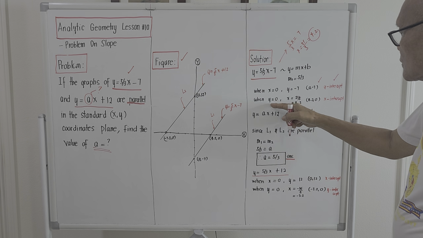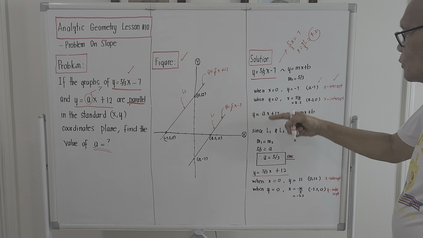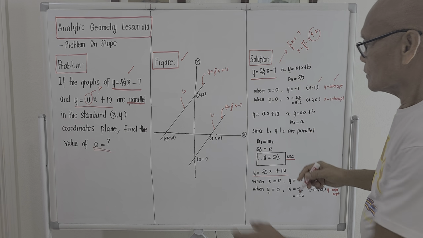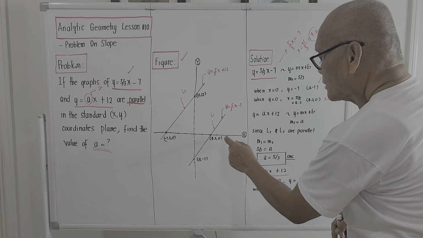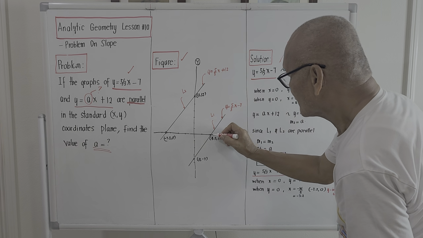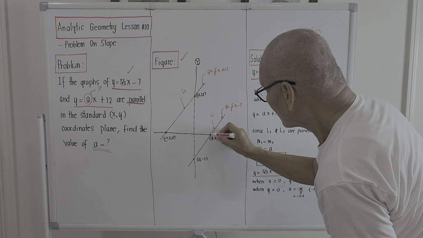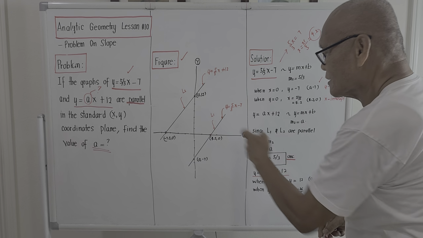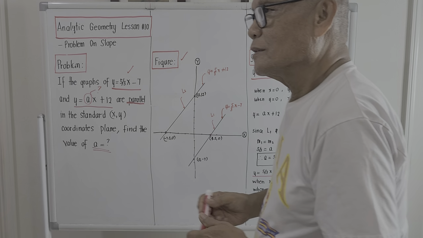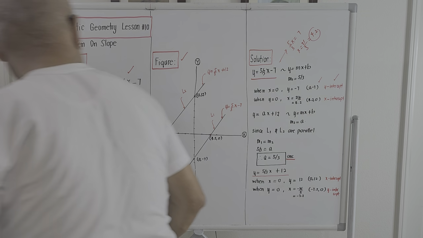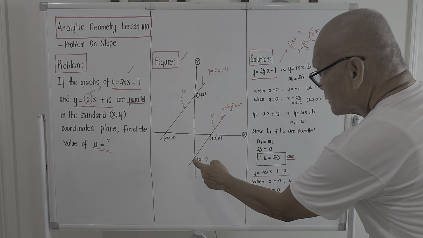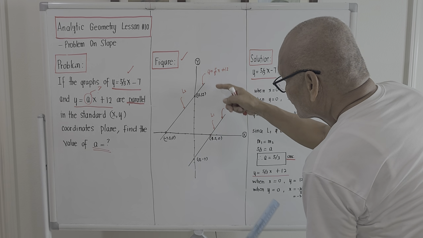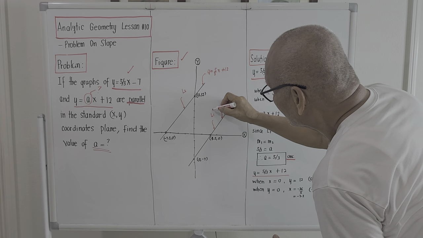So when y is 0, the value of x is 4.2. So this is 2, this is 4, this is 6. 4.2 is something here. So this is actually the point where the first line crosses the x-axis. So if we try to get our straight edge, we'll connect this point and this point. That should be the first straight line, line number 1.